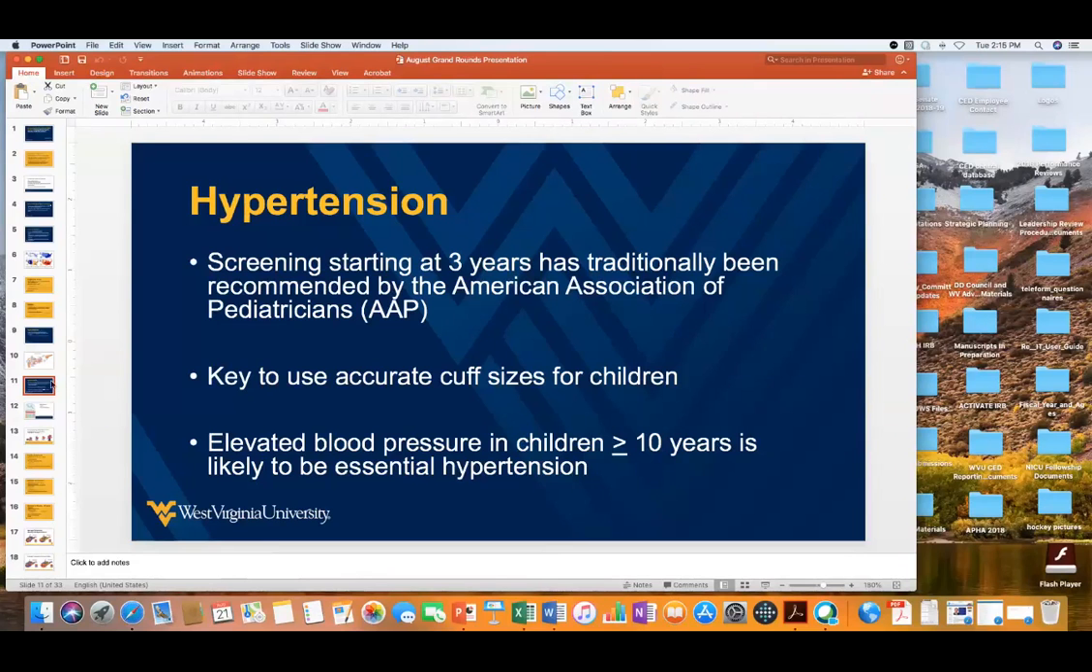Some new cuffs have been developed for overweight or obese children because they're bigger than a child cuff, but not an adult cuff, so it's right in the middle. So companies have started to make different cuffs for accuracy. And then if you pick it up more in a child, more than likely it is hypertension. So you want to follow it.